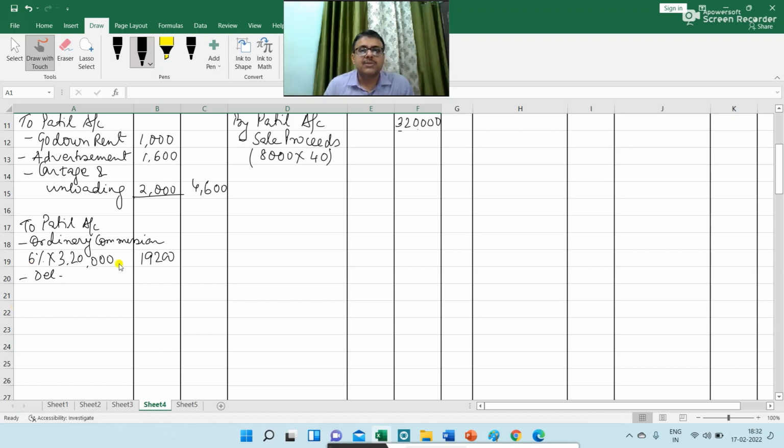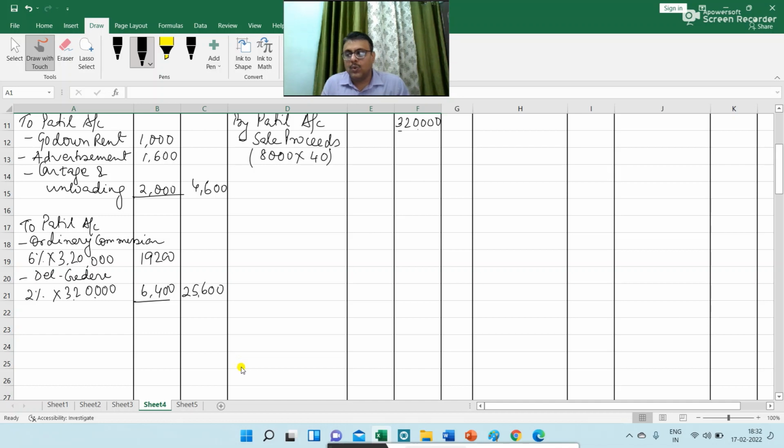So 6% is the ordinary commission. So 3,20,000 into 6% means 19,200, and del credere commission is 2%. Del credere commission is 2% of 3,20,000, which is 6,400. So total commission charged by consignee is rupees 25,600.